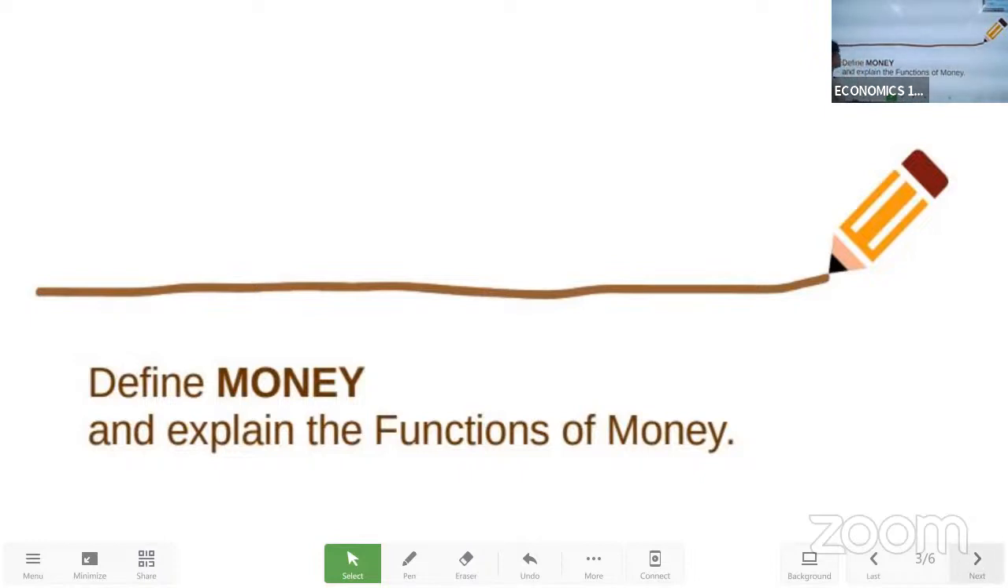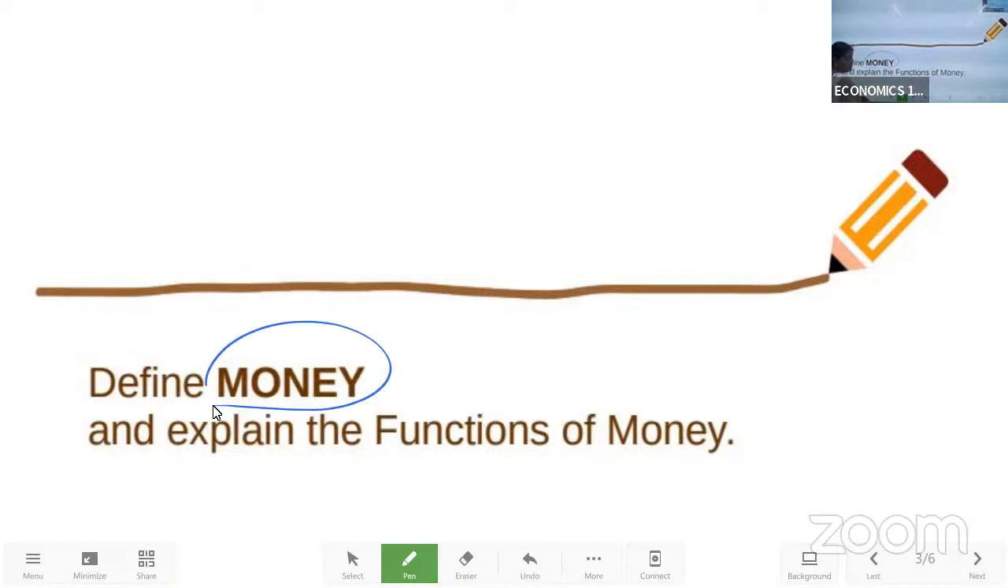Next question: define money and explain the functions of money. We are moving to another question, which is again a SAQ question, that is, define money. What is money? And the next one, its functions. What are the different functions of money? So this is again a SAQ question. They may ask what is money as a 2-mark question, or they may ask what are the functions of money. So the answer which we are going to discuss now may be useful for both purposes, as a SAQ as well as a VSAQ.